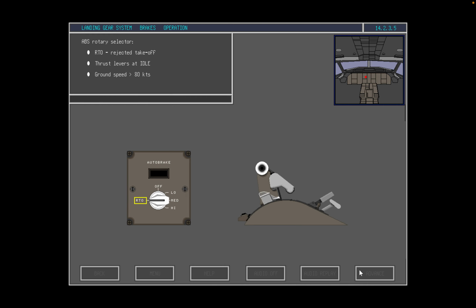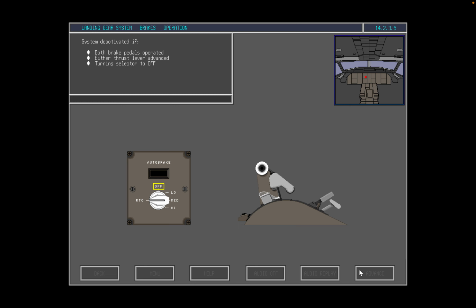RTO mode becomes active if, during takeoff, the thrust levers are retarded to idle and ground speed is above 80 knots. Maximum braking will then be applied until either the aircraft comes to a halt or the system is deactivated.